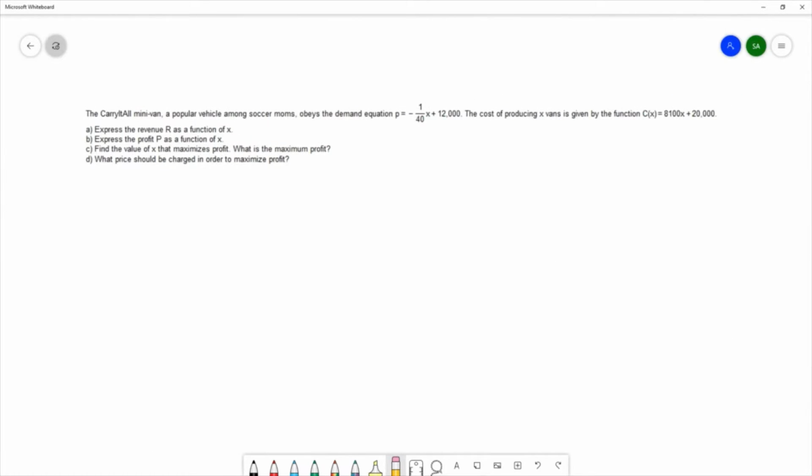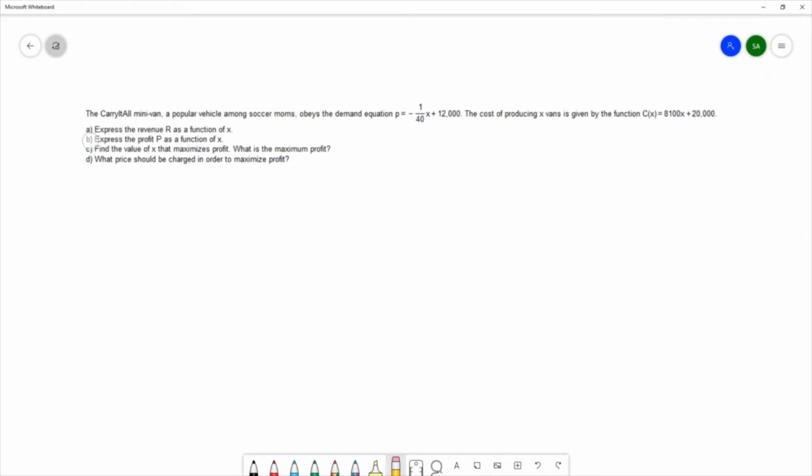On this question, it says, the carry-it-all minivan, a popular vehicle among soccer moms, obeys the demand equation P equals negative 1/40th x plus 12,000. The cost of producing x vans is given by the function C of x equals 8,100x plus 20,000.